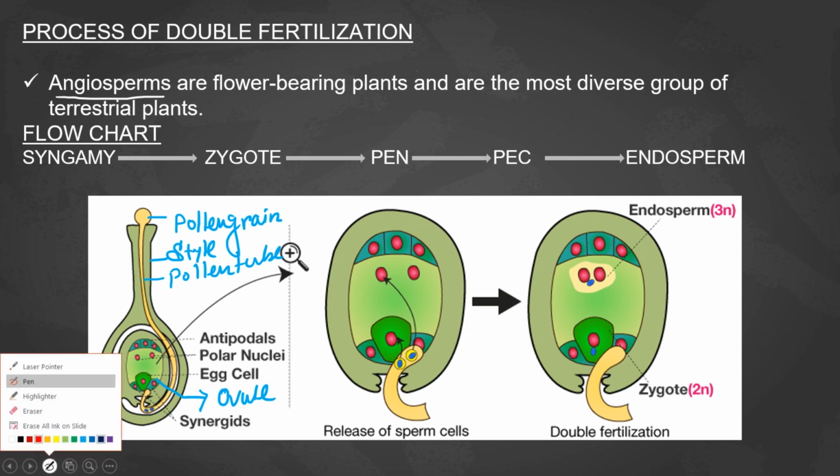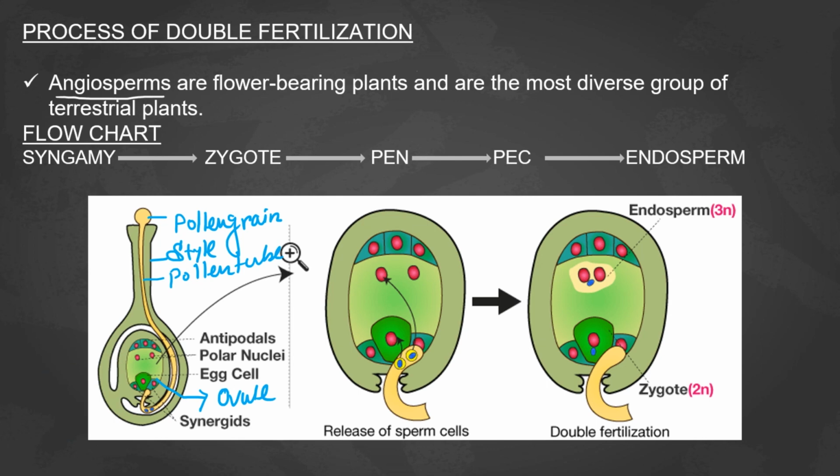In this base portion, we are getting two male nuclei. So here we are getting how many? Two male nuclei we are getting.